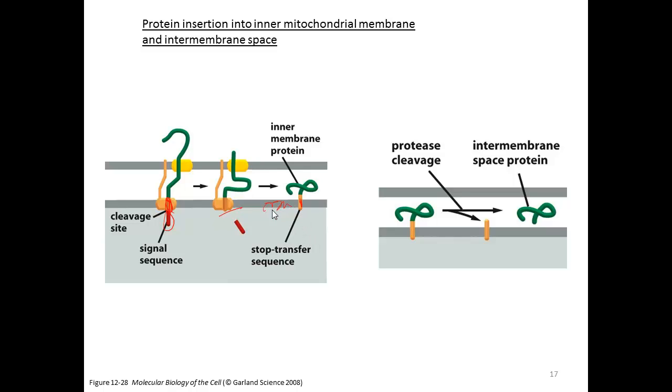Now, for proteins that cross the membrane multiple times, there can be several stop transfer sequences, and we'll see a similar phenomenon in the next video about the endoplasmic reticulum. If a protein is destined for the inner membrane space, there is a specific protease which will recognize some of the sequences on the portion of the protein and the stop transfer sequence, which will cleave, and now we have a protein that's free in the intermembranous space. Okay, lots of details, but I hope it was clear enough.